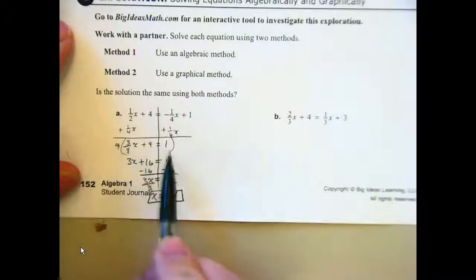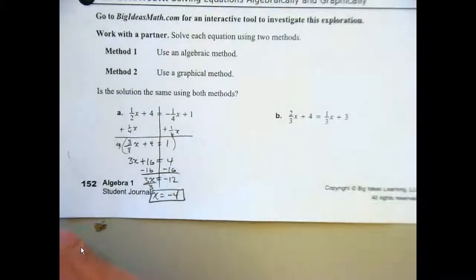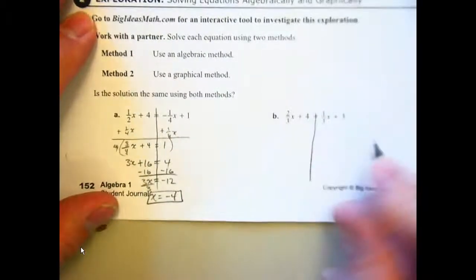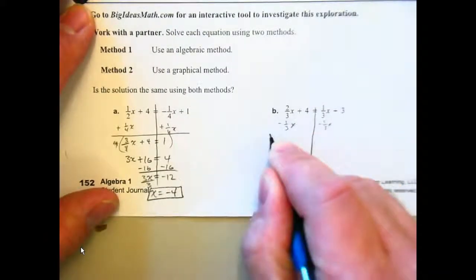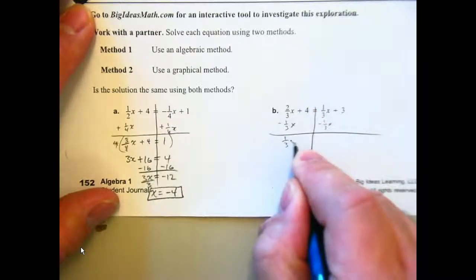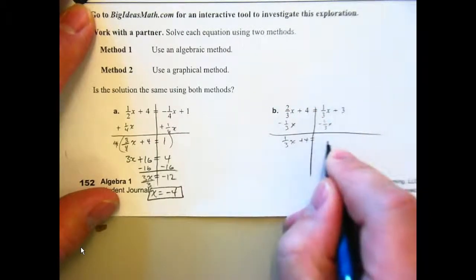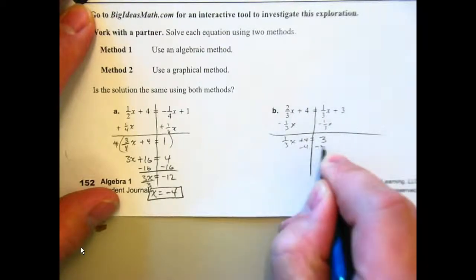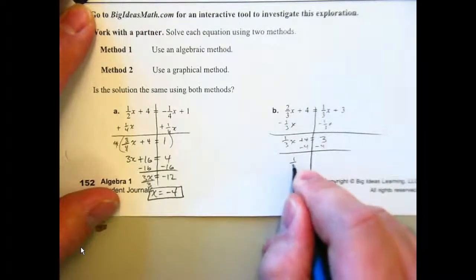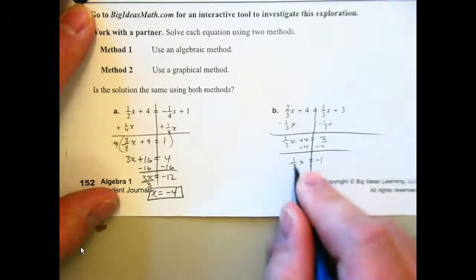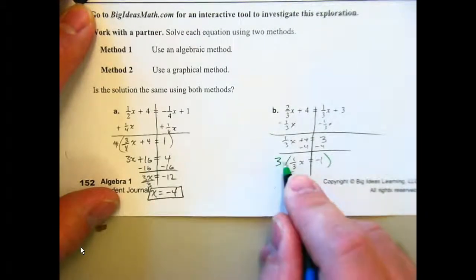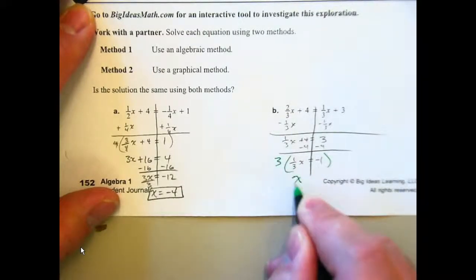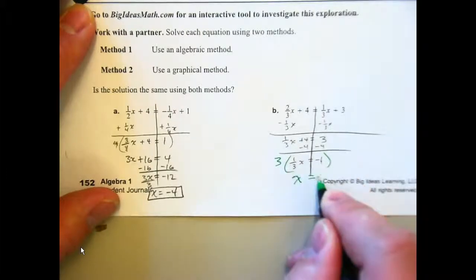That's to get rid of the denominator. Could have moved the 4 first. So on this one, when you go through and do it, subtract your 1/3 x from both sides. You end up with 1/3 x plus 4 is equal to 3. I could move the 4 first, maybe easier, and then get rid of that 1/3. From this point, you multiply by the denominator of 3. You get 3 times 1 divided by 3, or x, equals 3 times negative 1, negative 3.